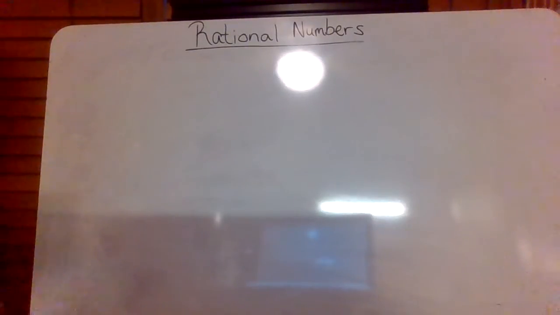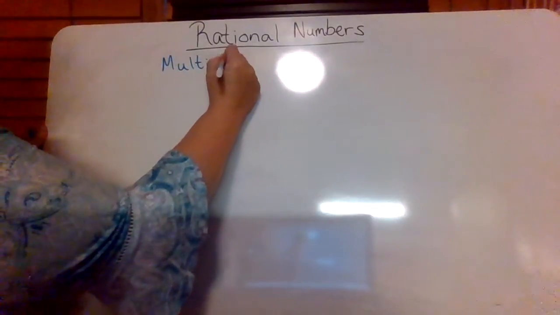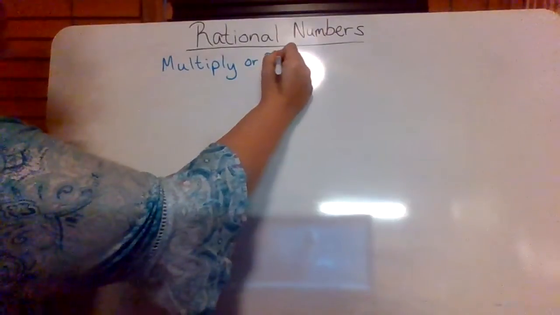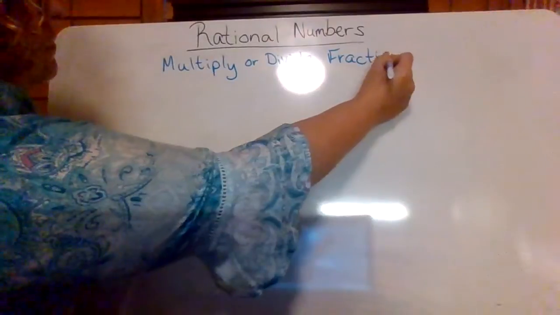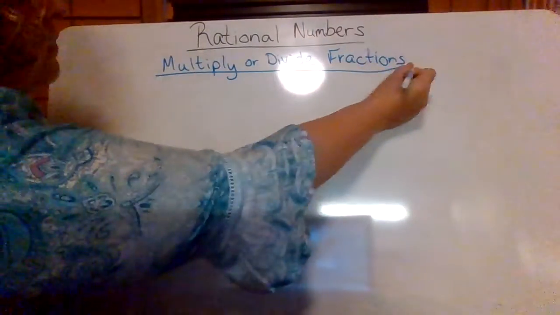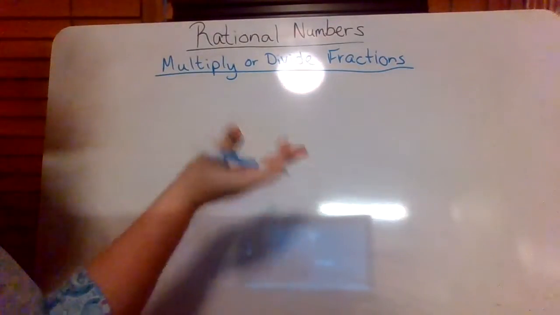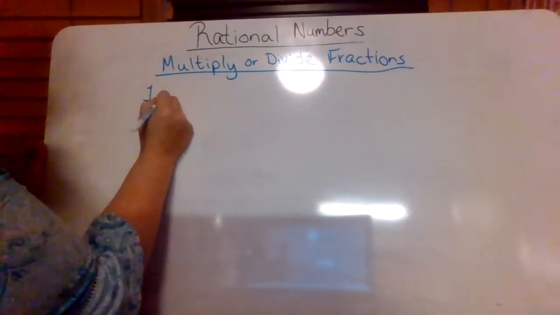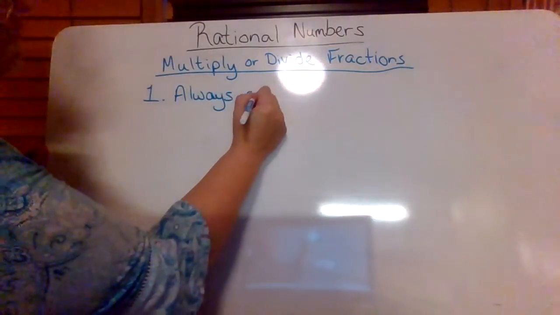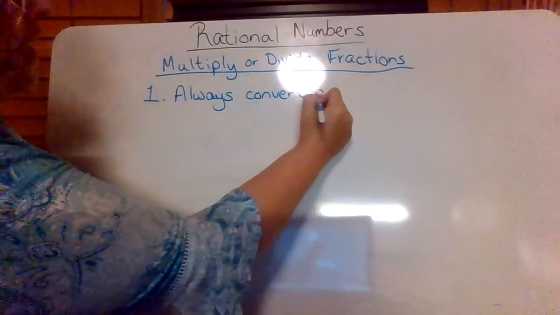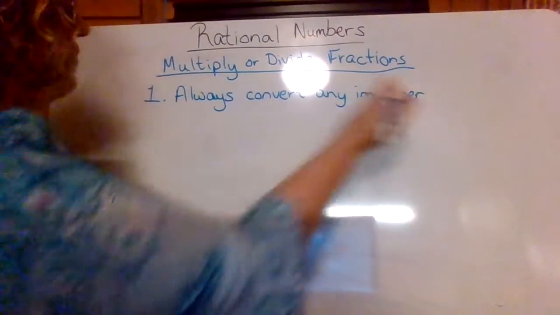Now, the first thing that you have to know when you multiply or divide fractions, there's a couple steps that you have to take into account. The very first step is always convert any improper fractions.